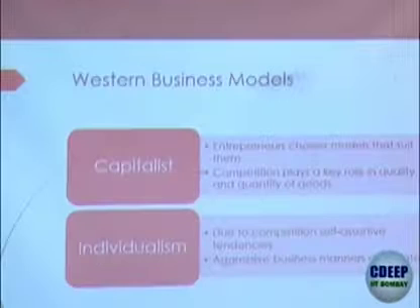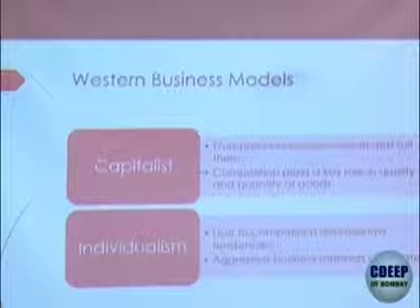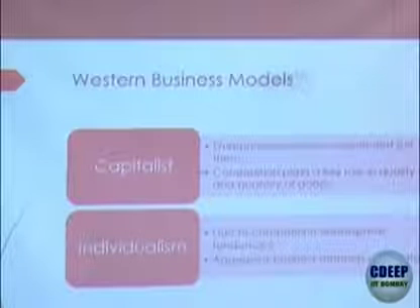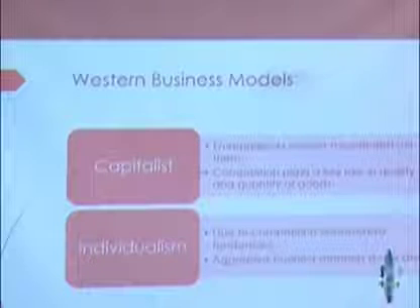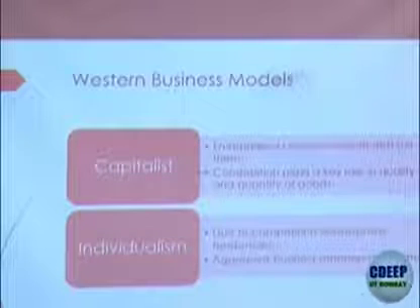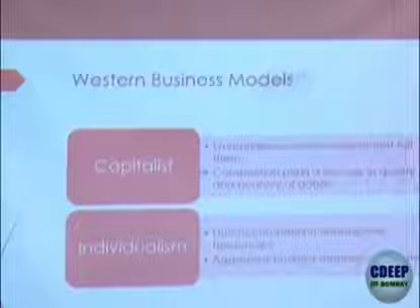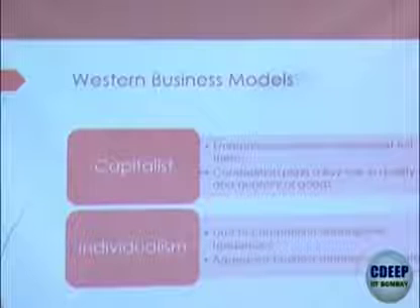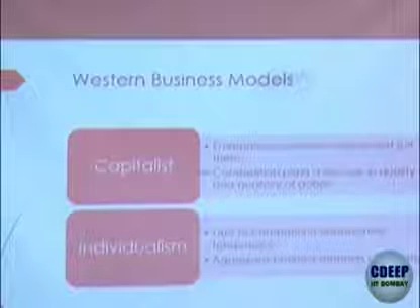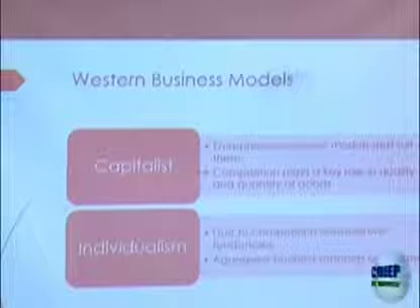So coming to Western business models, generally in the capitalist economy, the entrepreneurs have the freedom to choose models, and competition plays an important role. But when we talk about capitalist economy, we see that on one hand there's the US, and on the other hand there's the Japanese economy. The US economy is more aggressive, where they try to deal with things in an aggressive manner, and aggressive business manners dominate.